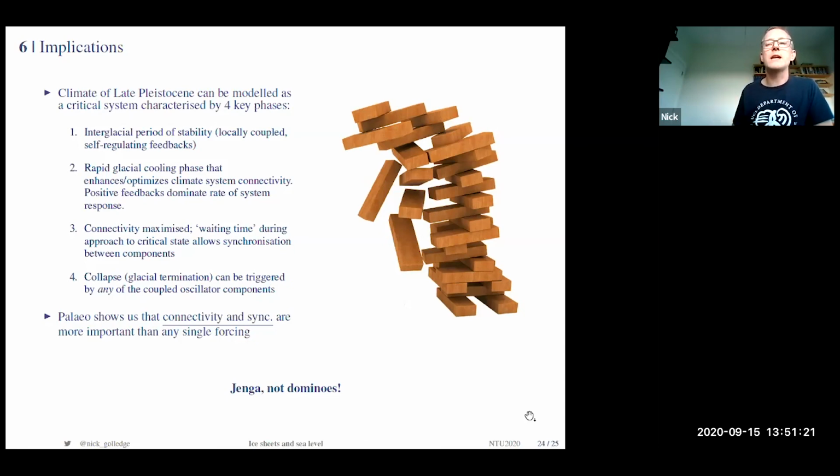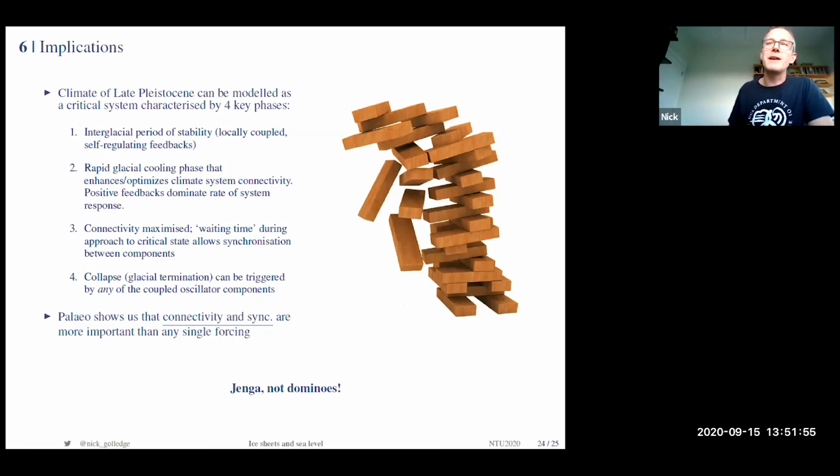So again, the analogy here is the climate gets to a point where different parts of the climate system all need to be approaching this state of criticality. Once they're there, they're in a state where they can be synchronized, and any one component of the Earth system can then be the trigger that propagates through the whole network and triggers a glacial termination. And so my analogy here is that this is a system of Jenga, not dominoes. This is pretty deep stuff, I know.